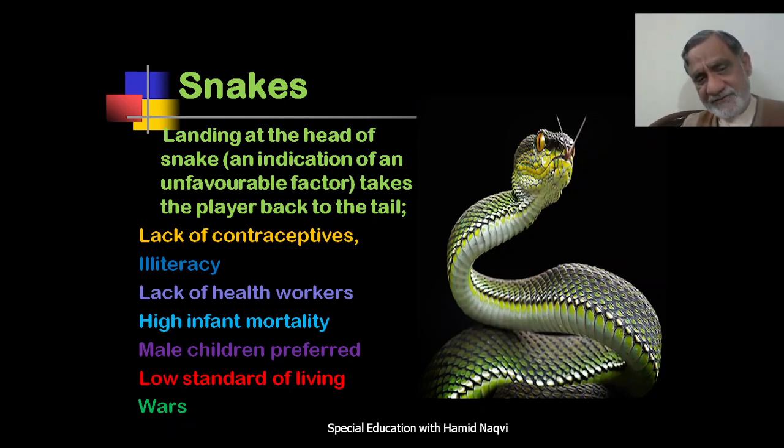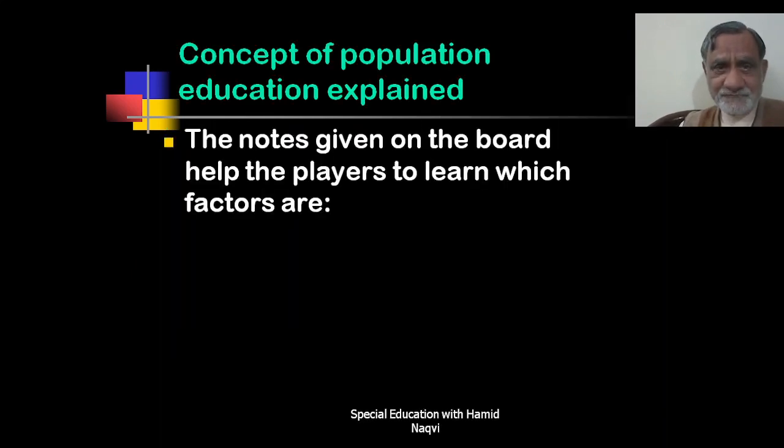Lack of health workers, then high infant mortality, male children preferred. This is also one of the factors of larger population, in search of more and more male children the family size keeps on growing. Then low standards of living, which has a positive relationship with increase in population. Then wars, that also disturb the population.